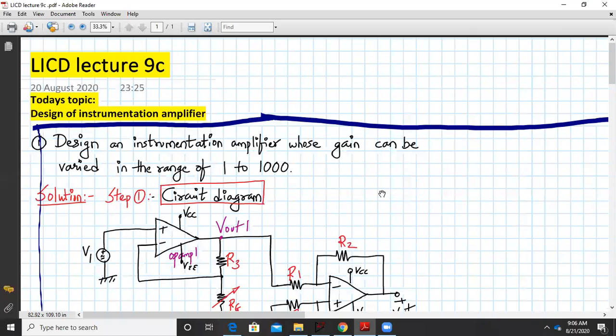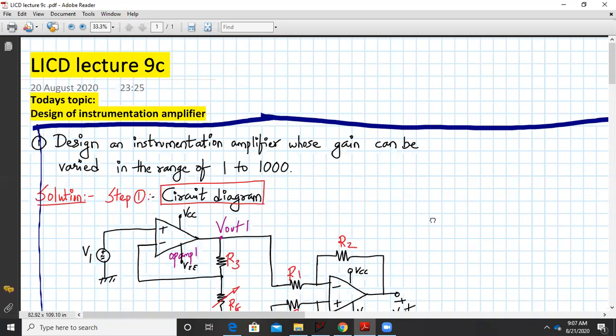Hello everyone, welcome to LICD Lecture 9C. Today we are going to design an instrumentation amplifier. So let us start. The problem statement says, design an instrumentation amplifier whose gain can be varied in the range of 1 to 1000.